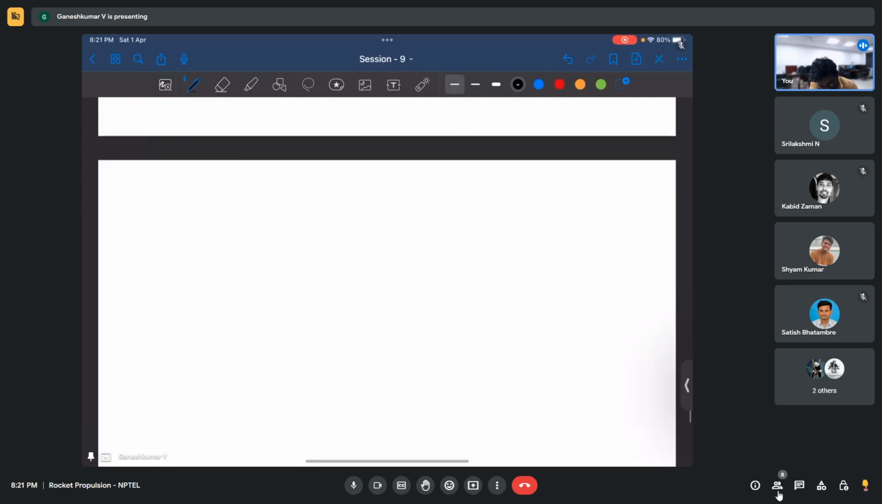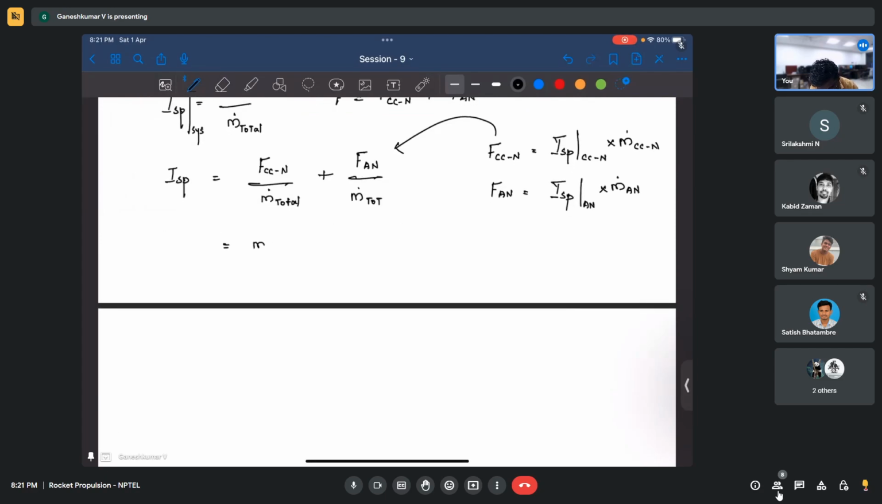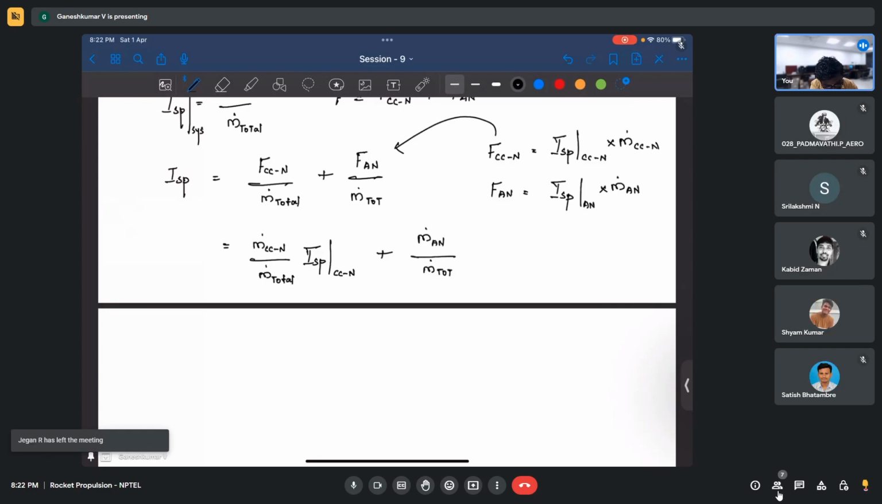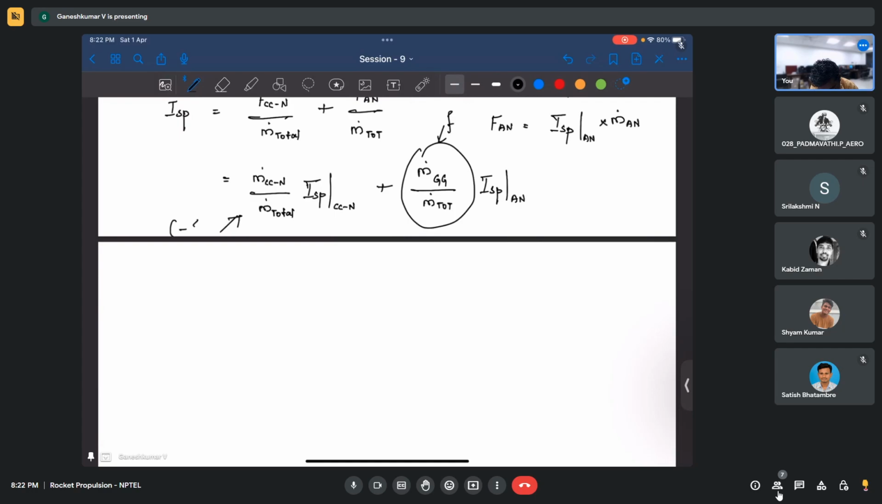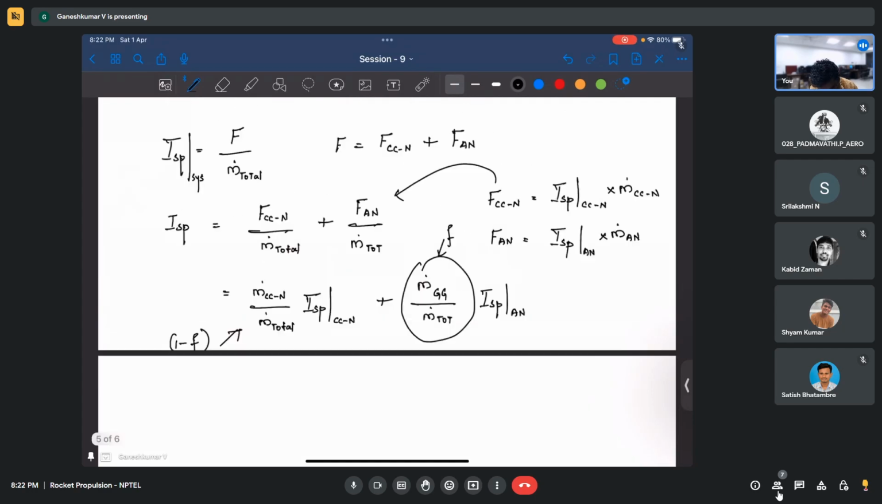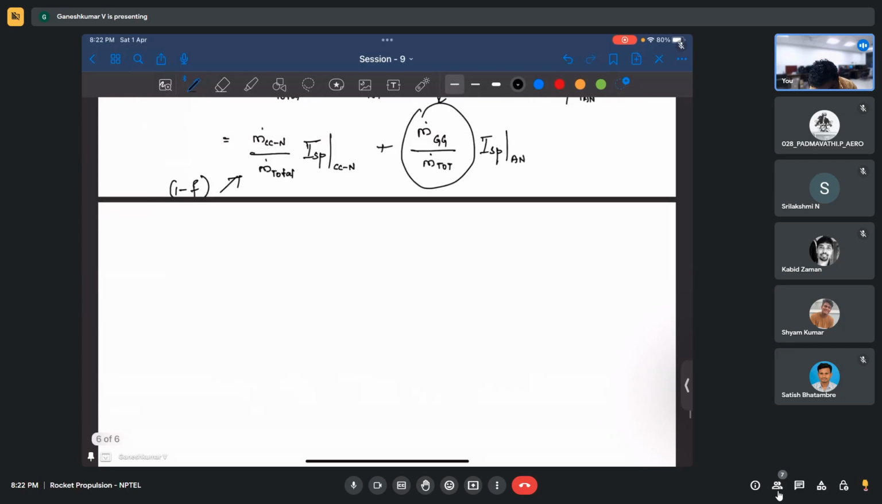So if you just substitute these two here, you are going to get m dot of the main combustion chamber nozzle divided by m dot total, into ISP of this combustion chamber nozzle assembly, plus m dot of the auxiliary nozzle divided by m dot of total, which, we know, the auxiliary nozzle is nothing but the GG, right? Gas generator, which we know is F, multiplied by ISP of the auxiliary nozzle. And if this is F, this is going to be 1 minus F. So that is how you arrive at this equation.